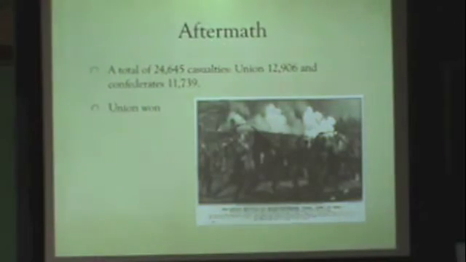Aftermath. Total casualties in the battle were 24,645: 12,906 on the Union side and 11,739 from the Confederates. Considering that only 76,400 men were engaged, this was the highest percentage of killed and wounded of any major battle in the Civil War, including the infamous bloodbaths at Shiloh and Antietam earlier that year.